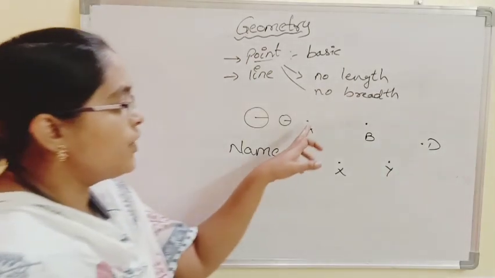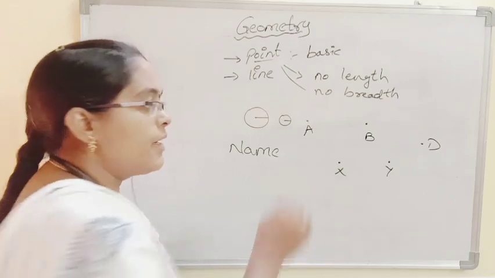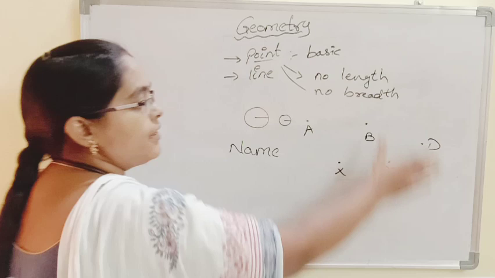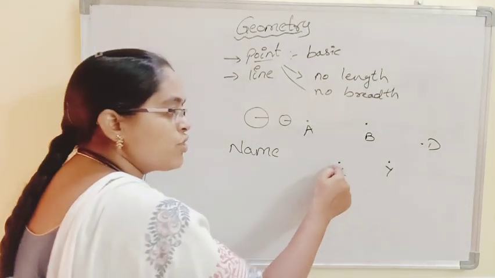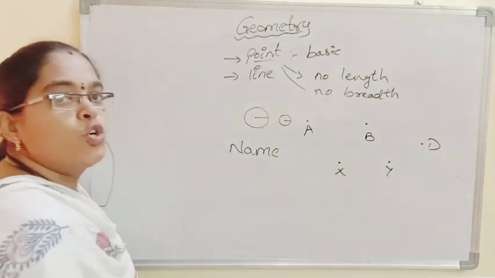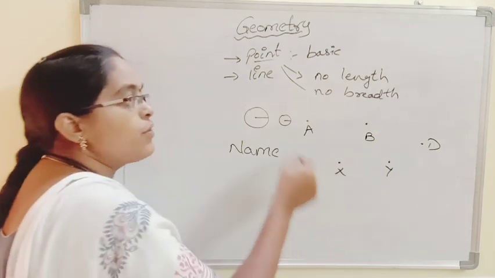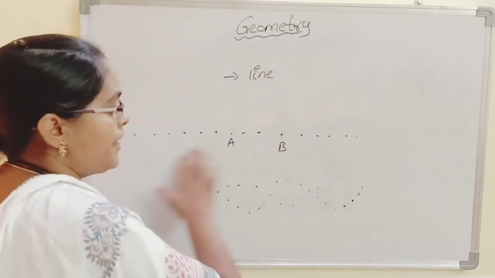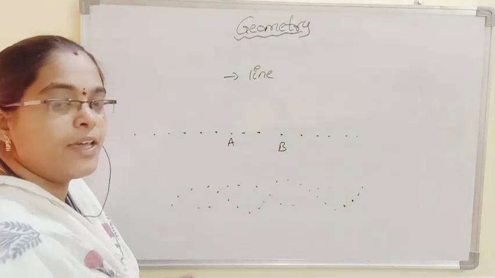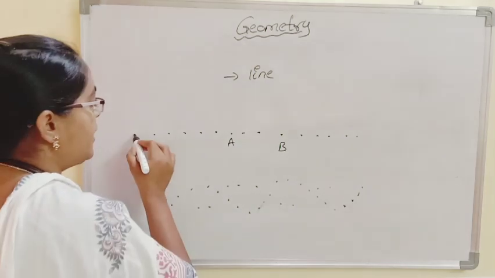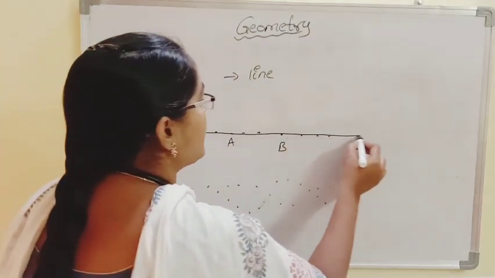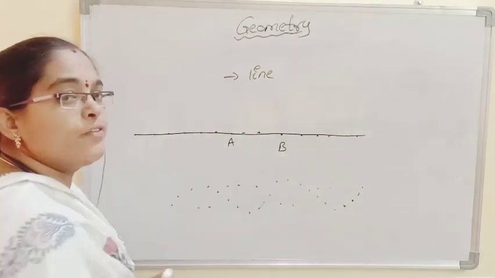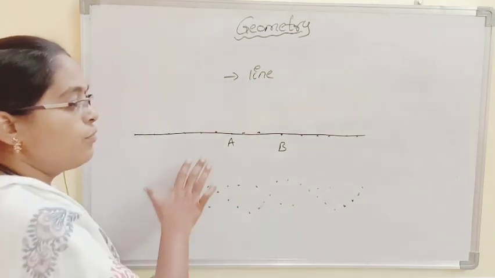This point shows us a particular location on the plane. Suppose it is a plane, in this plane it shows a particular position or location. To represent a particular location, we use a point. Now, see here, in my plane I have an infinite number of points. If I join these infinite number of points on a plane, I get a line.